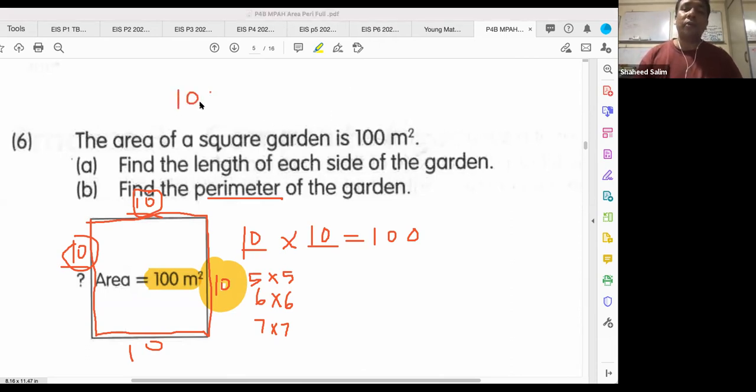Or you can take 10 times 4. Why 10 times 4? Because there's 1, 2, 3, 4. You get 40 meters. Okay, 40 meters here, and area, one side you got it already. Okay, let's try the next one.